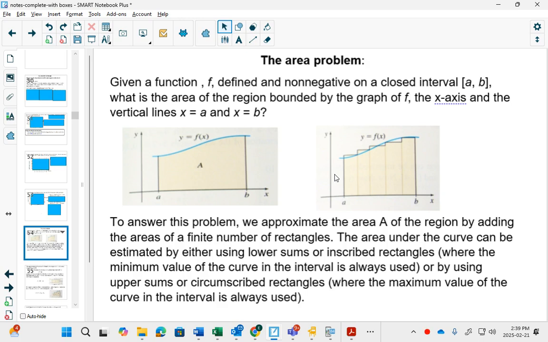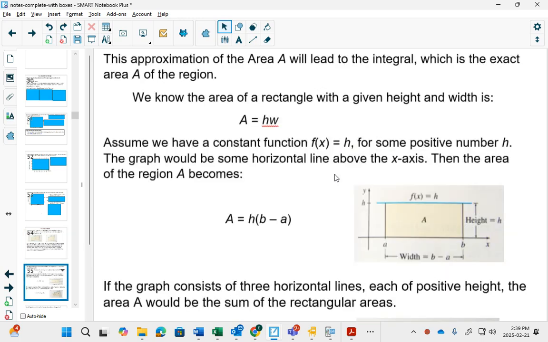They were thinking about this problem already. Now, what's going to happen is we're going to find out that this ends up turning into an integral. But how that works and why that works is going to come in time.